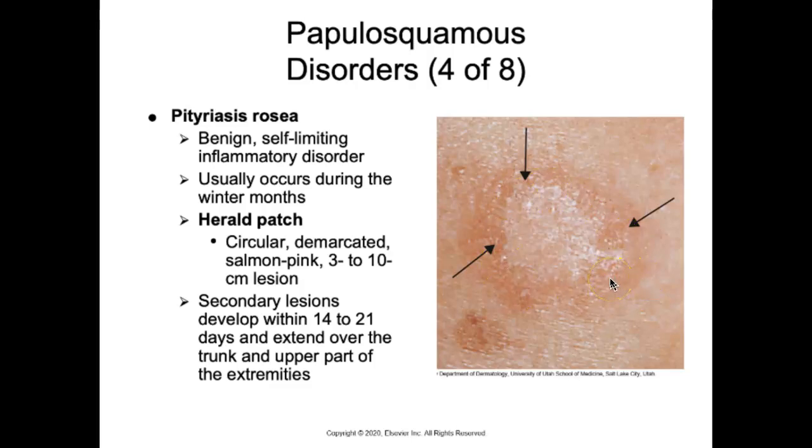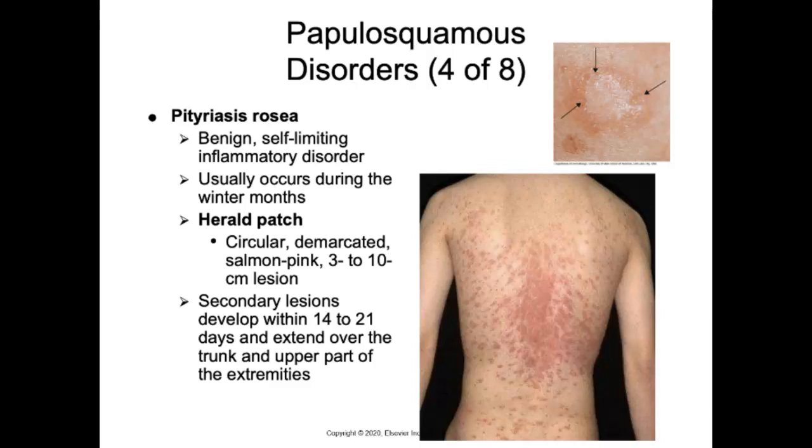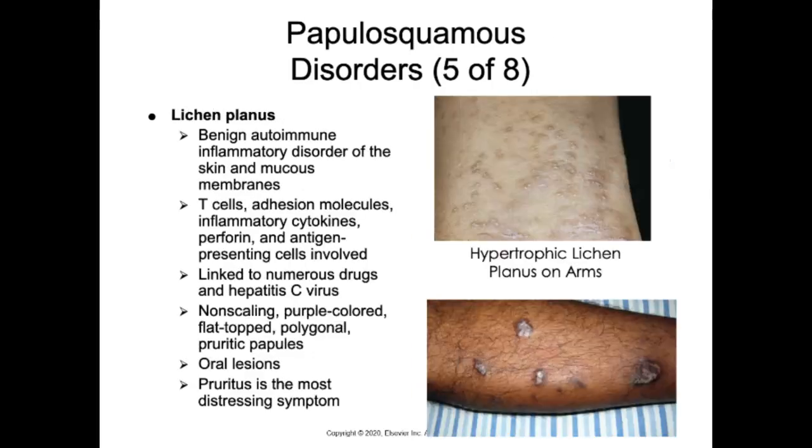But as time goes on, secondary lesions start to develop within 14 to 21 days and extend over the trunk and upper part of the extremities. Rarely will it be in the area of the face. And I threw this picture in here to give you an idea of what takes place over time, where these smaller spots then start sweeping out from the middle of the body, and it starts to look like a drooping pine tree.